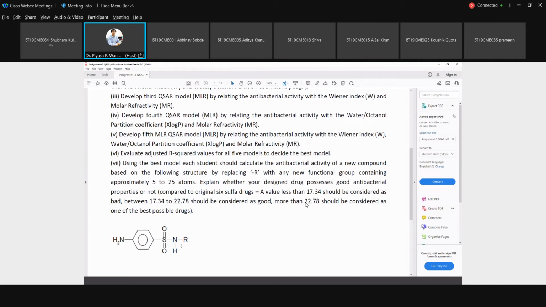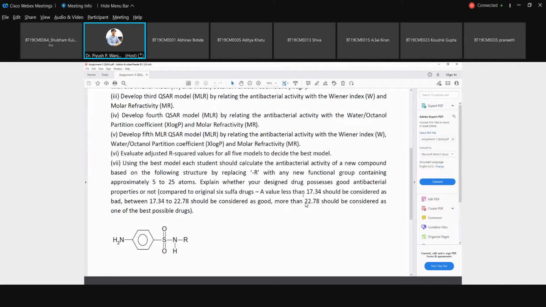You just had to replace the R group and find out whether the compound which you have found has a good antibacterial property or not. So what could be this group R which you have chosen? Did you choose it randomly, or did you use some criteria before you concluded whether the compound that you are considering is good or not?